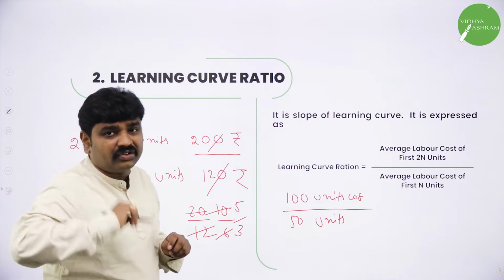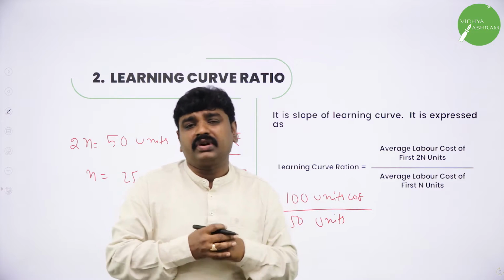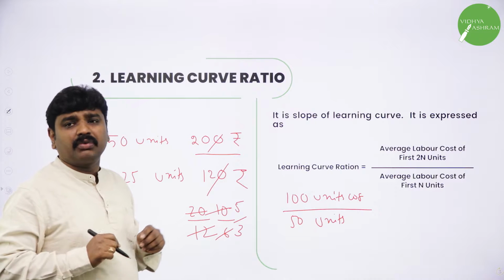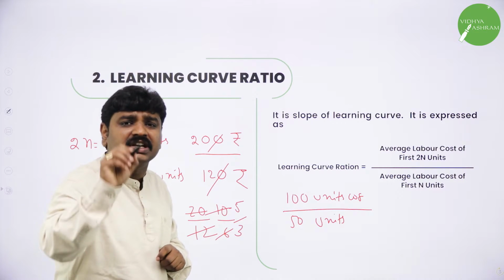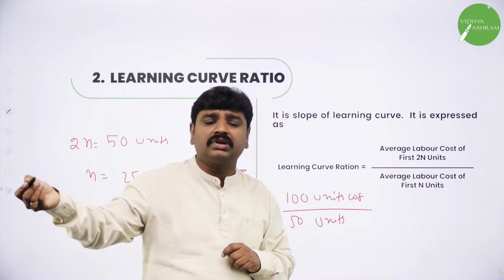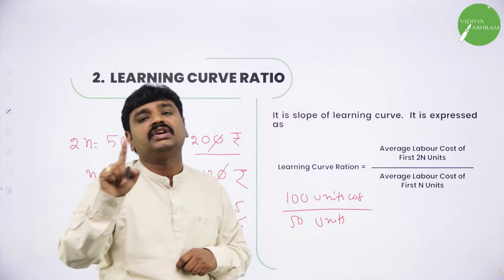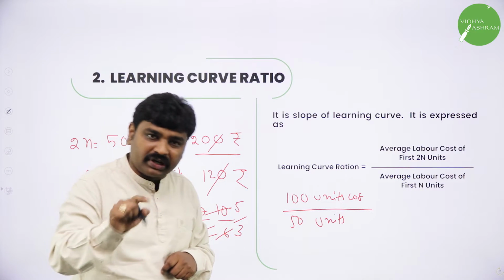In your board exam, they will ask to calculate the learning curve ratio. They will give simple problems, we will do them for 1 mark. What is the formula? In the numerator, the average labor cost of the first 2n units. In the denominator, the average labor cost of the first n units. I hope all of you understood this.